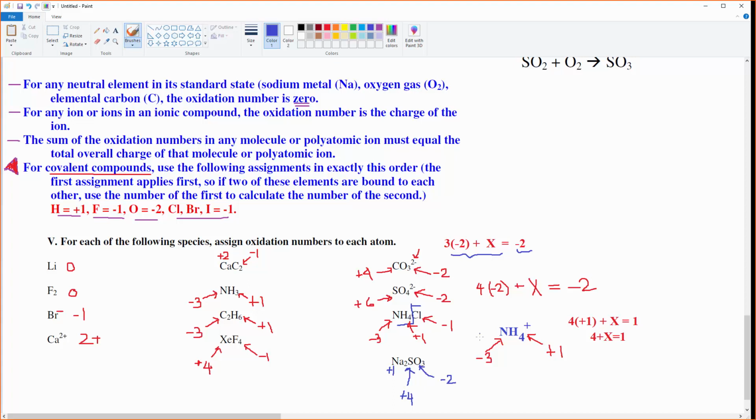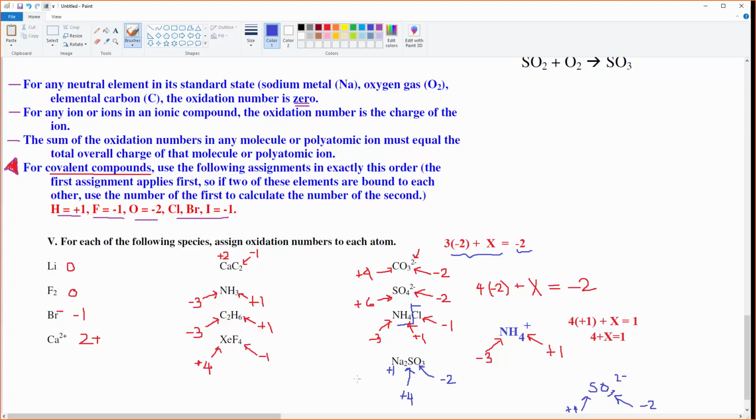Or we could have pulled it apart over here and said, okay, SO3, we're looking at the sulfite polyatomic ion, so it's got a -2 charge. And then we say -2 times 3 is -6. And that's got to be a +4 in order to leave us with a -2 charge. Either one of those would work.